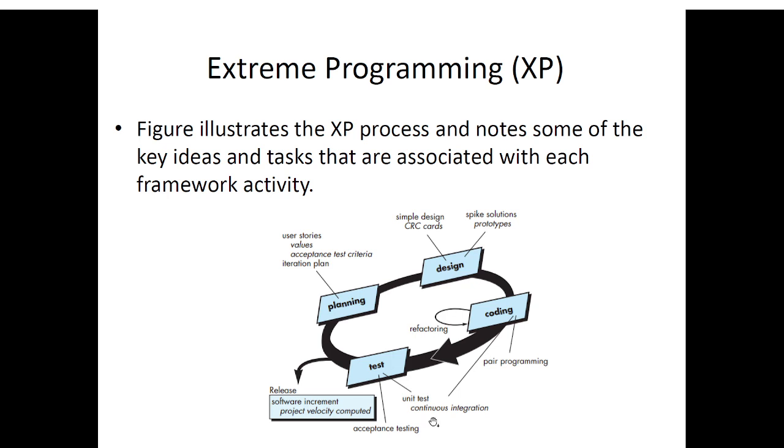Then in the coding phase, you have continuous integration. That means you create small modules, keep on integrating them, and see whether each module fits into the earlier model or not. From this coding phase, you move to the testing phase, in which you have acceptance testing or unit testing, and finally you release that particular software. So this is the life cycle of the extreme programming based approach.